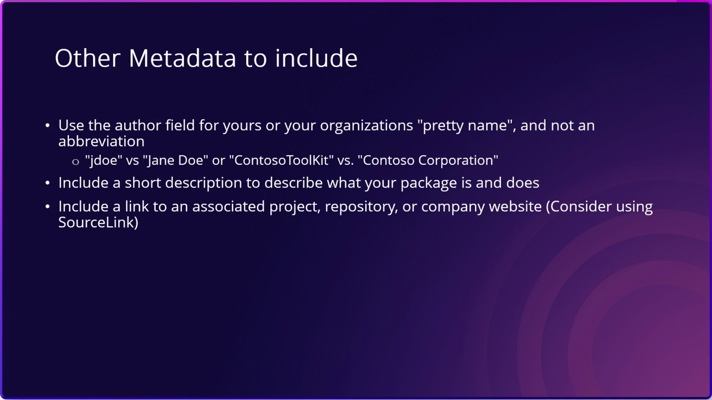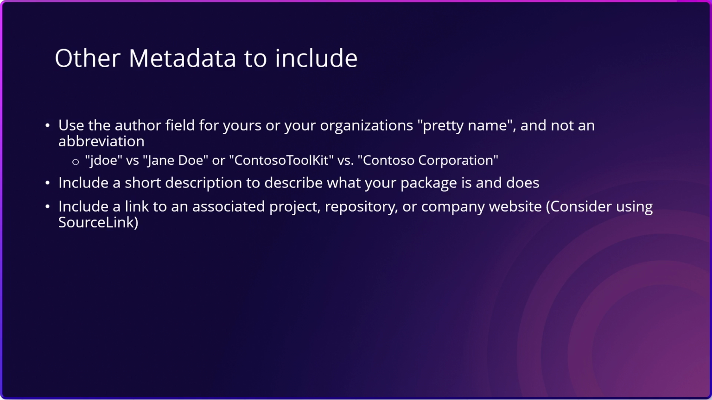Next, the package URL. Package authors should include a link to an associated project, repository, or company website. Your project site should have everything that your users need to know about your package, and this will likely be where users look for documentation, so make sure to utilize metadata tags to thoroughly document all relevant information. Additionally, package authors can set up Source Link to automatically add source control metadata to their NuGet package and make your library even easier to debug.